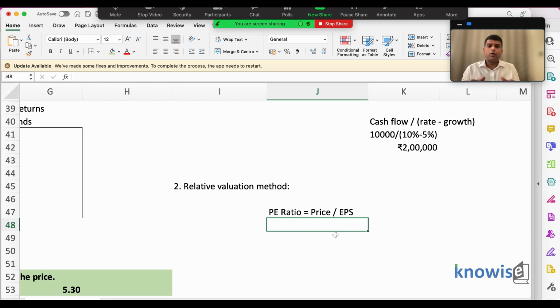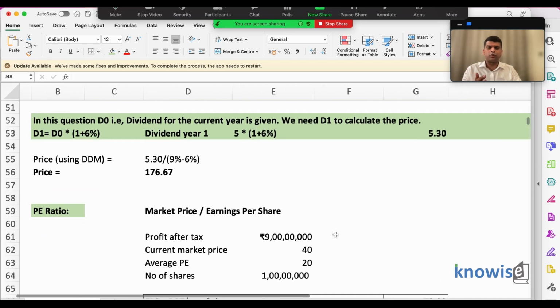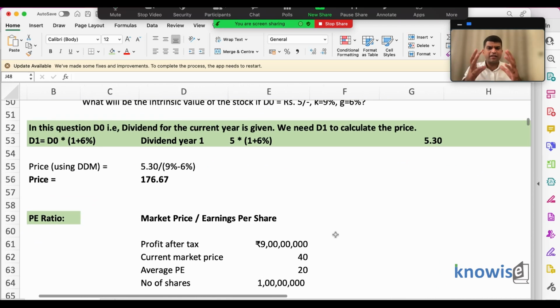Now, what kind of questions or scenarios might we come across in the examination? Let us say the scenario given to us is a particular company whose profit after tax is 9 crores. The current market price of the stock is 40 rupees.